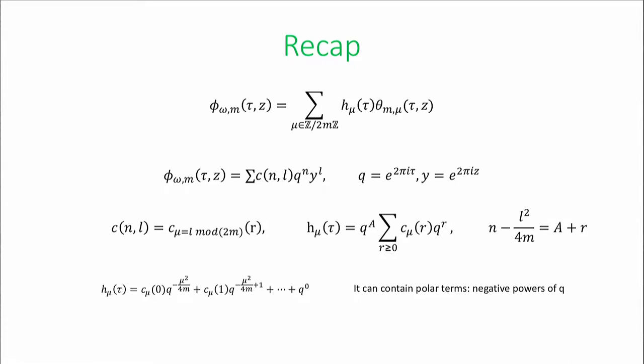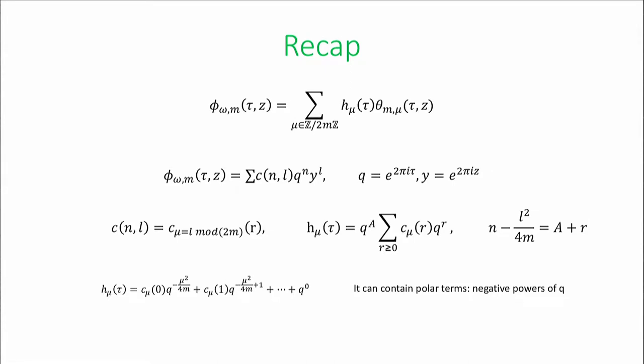Because these objects have these elliptic translation symmetries, you can decompose phi into a vector valued modular form, h_mu(tau), which is holomorphic, and a theta function. I told you that phi has a Fourier expansion in terms of powers of q and y. But the crucial thing is that if you want to compute the Fourier coefficient c(n,l), it only depends on the information stored in these functions, h_mu(tau). Roughly speaking, these exponents contain information about what I call the polarity of c(n,l).